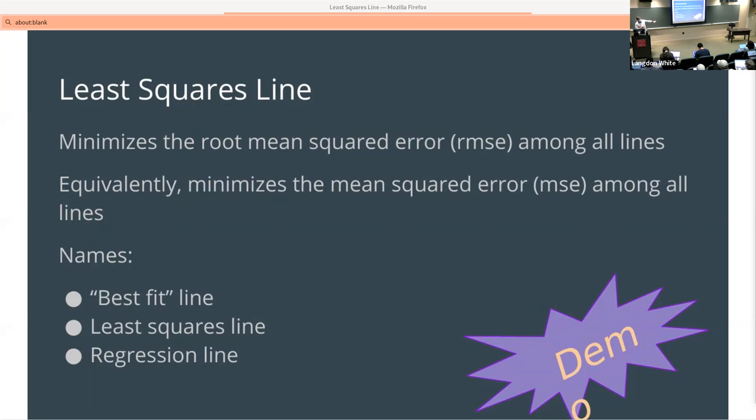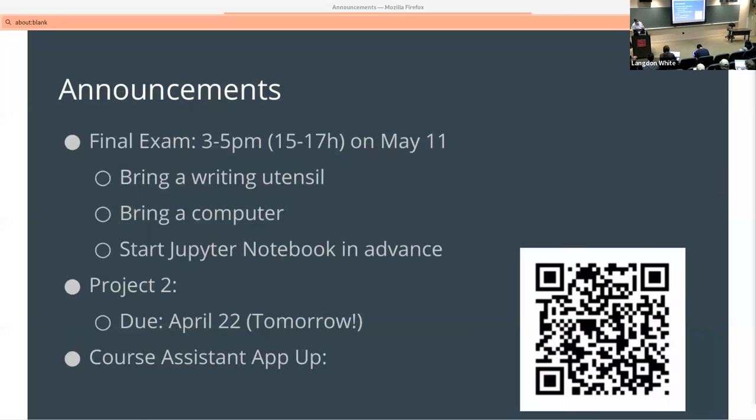But that's how we do linear regression as opposed to a nearest neighbor regression mechanism. And I promise linear regression will be on the final because it's very, very useful, comes up all the time. It's a good thing to know. All right, but let's call it there.